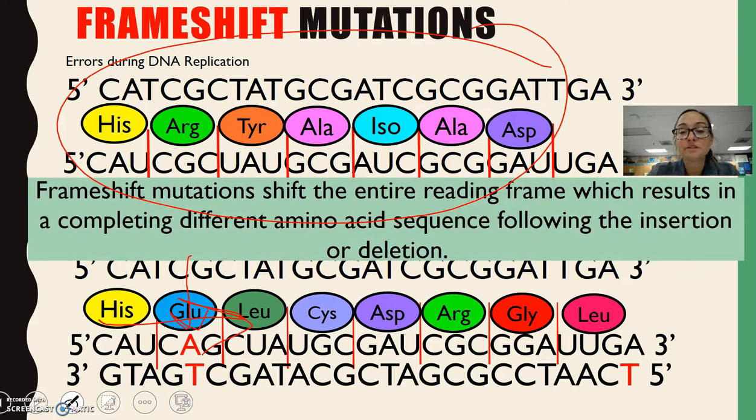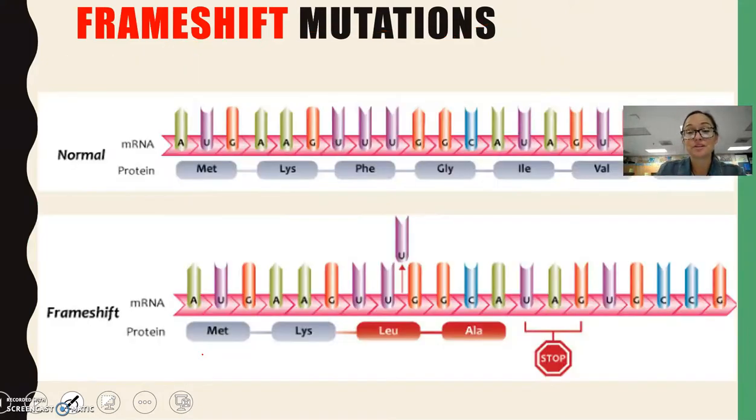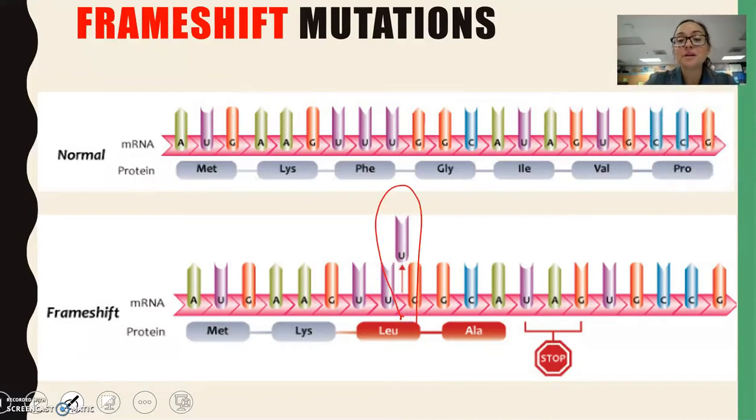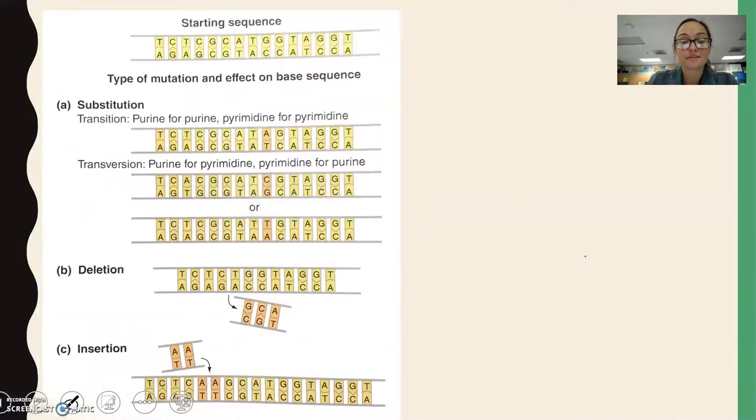So frameshift mutations shift the entire reading frame, which results in a completely different amino acid sequence following everything after that insertion or deletion. Like here, this would be a deletion. By deleting this U compared to the original, you can see now all of a sudden there's a stop codon there by shifting things over. Okay. So then this one is just showing whether to delete or insert.